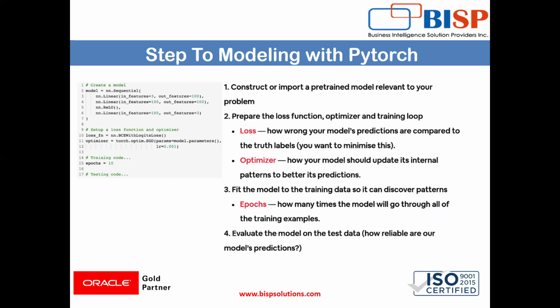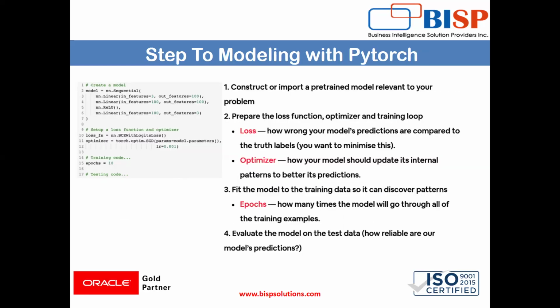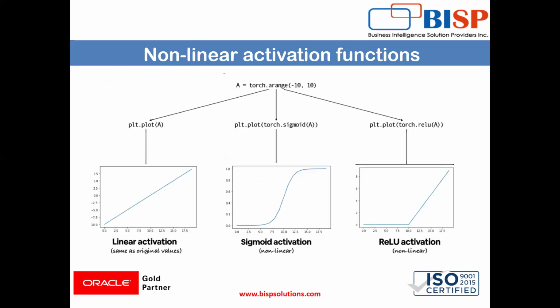Now you see here the steps of modeling with PyTorch. There are different steps of modeling. For example, loss: how wrong your model's predictions are compared to the truth labels. Then optimizer: how your model should update its internal patterns, that means whatever internal pattern is given, it should work accordingly. And then epochs: how many times the model goes through all the training examples. So this was all about modeling with PyTorch.